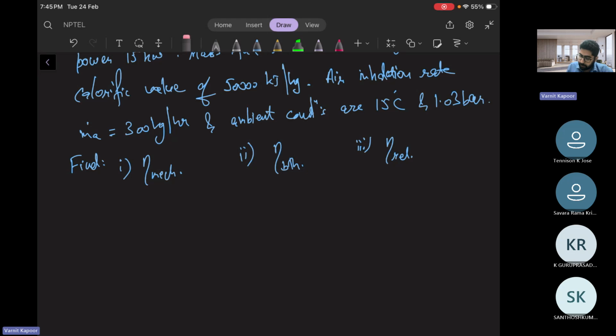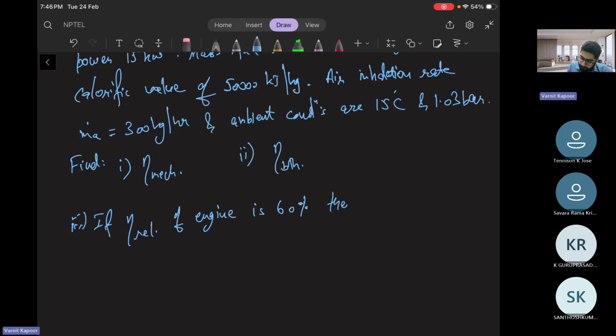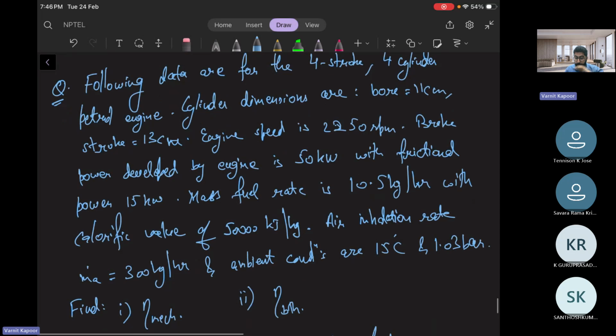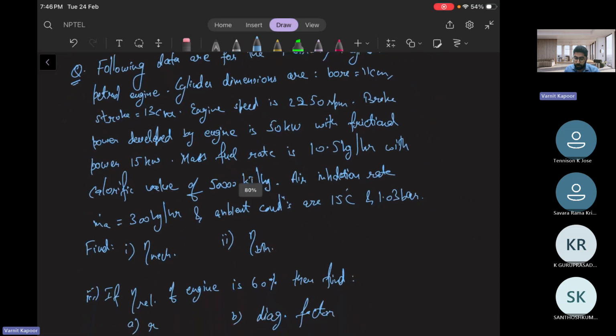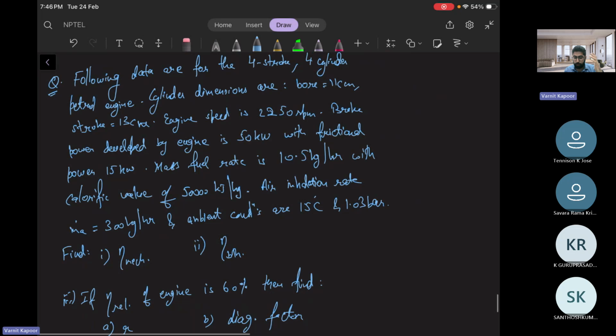Third is not this. If relative efficiency of engine is 60%, then find A, compression ratio, B, diagram factor. Do this question. It's a very good question. Each and every concept will be covered in this. I'll give you a few minutes to understand what will be the approach for solving this question. Then I'll discuss.